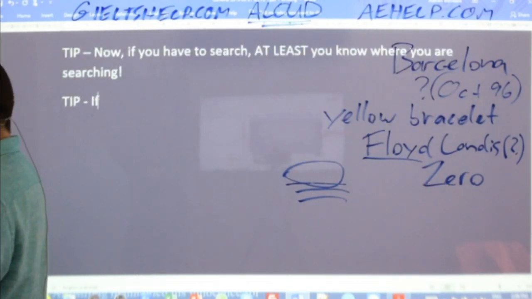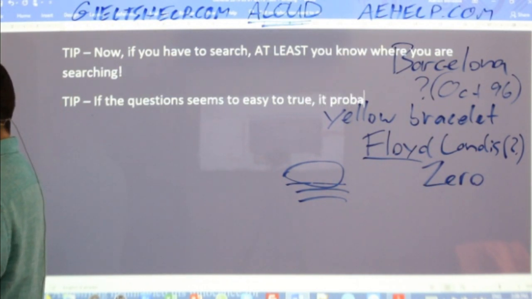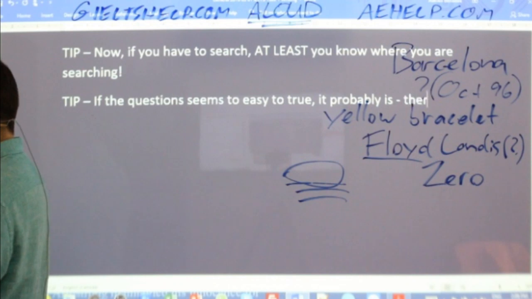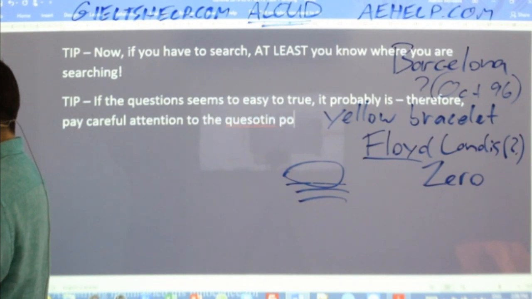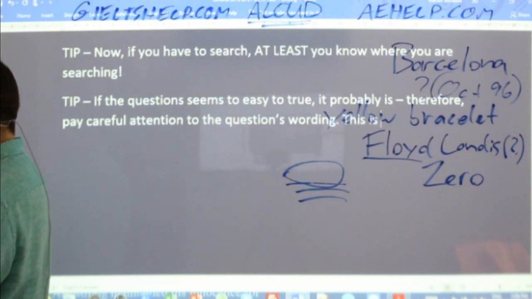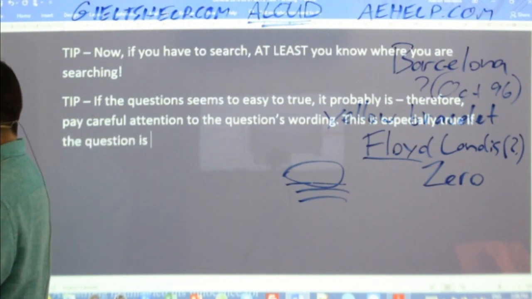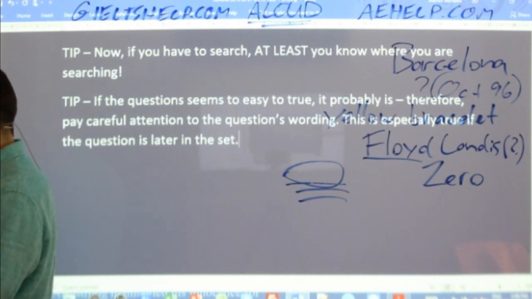Tip: if the question seems too easy to be true, it probably is. Therefore, pay careful attention to the question's words or wording. Okay, this is especially true if the question is later in the set. Okay, keep that in mind. Keep that important tip in mind.